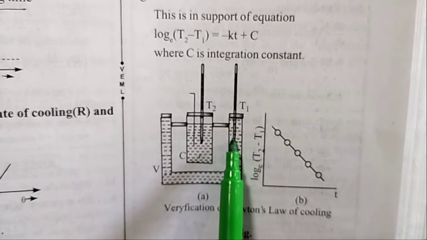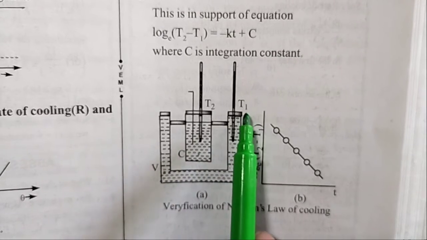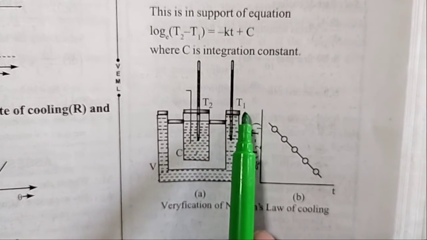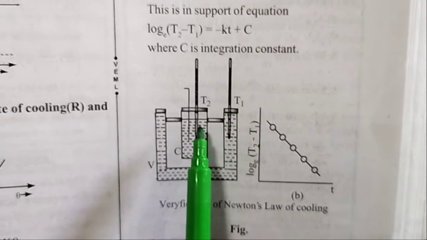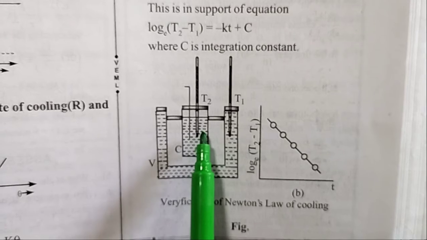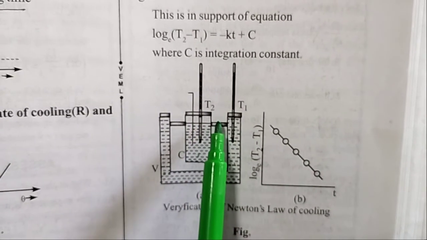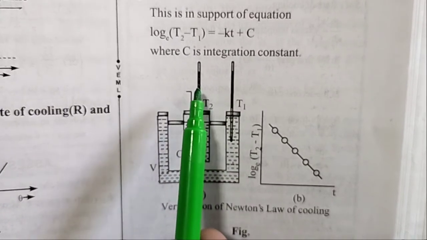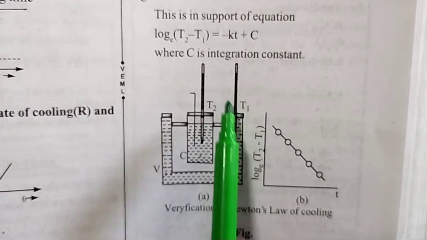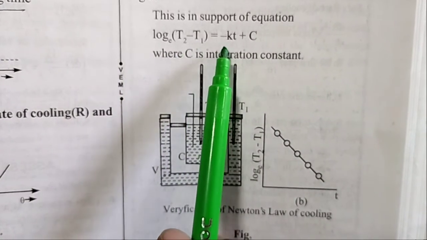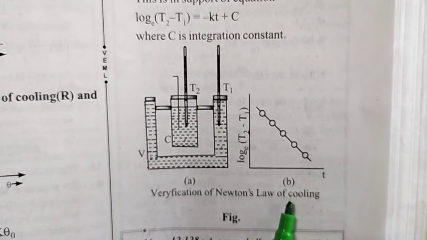Two thermometers, T1 and T2, are put inside the liquids. T1 is the thermometer used for measuring the temperature of the cool water, and T2 is put inside the hot water. What happens? The hot water temperature will decrease, and their temperatures change until both reach the same temperature. So log(T2 minus T1) equals minus kt plus C, where C is a constant. This is the graph of log(T2 minus T1) against small t.